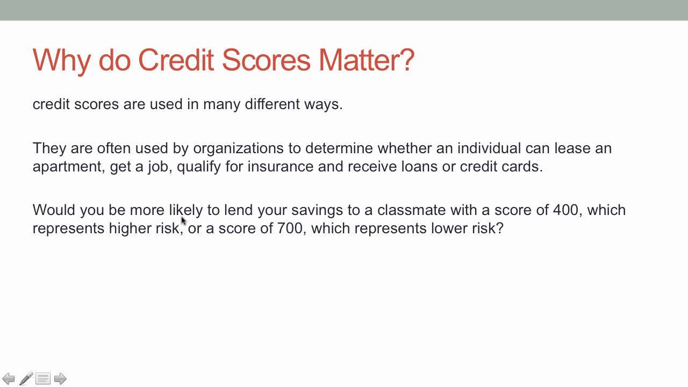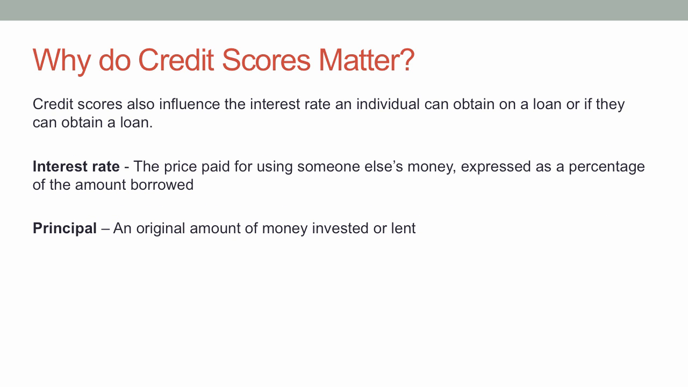Let me ask you this. Would you be more likely to lend your money, your savings, to a classmate who got a score of 400 with a higher risk? Or would you rather give your money to someone with a score of 700 and trust that they'll pay it back? Which one do you think will pay you back more? Obviously, the person with a score of 700. You feel a little bit better about that.